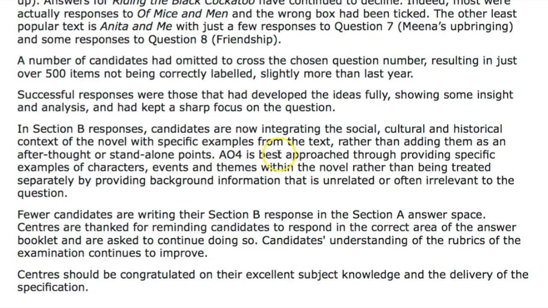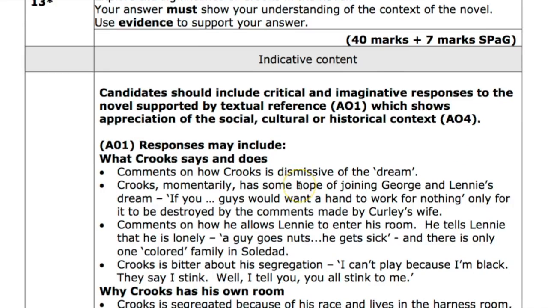So this is AO4. It's best approached through providing specific examples of characters, events and themes within the novel, rather than being treated separately by providing background information that is unrelated or often irrelevant to the question. So again, if you're talking about the historical or the social or the cultural context of Of Mice and Men, remember to integrate it within each answer you're giving. So for example, let's just look into it now.